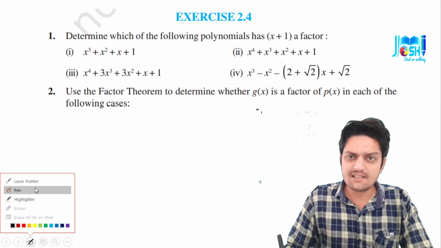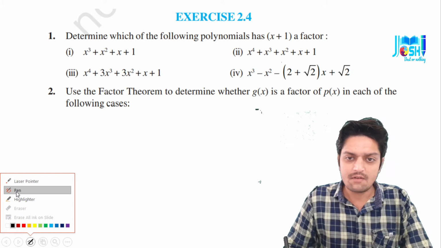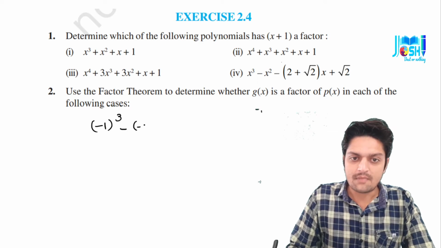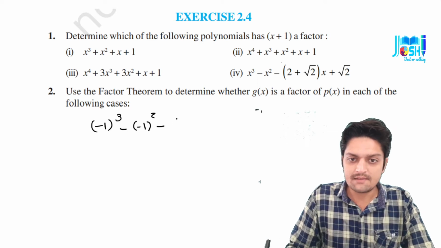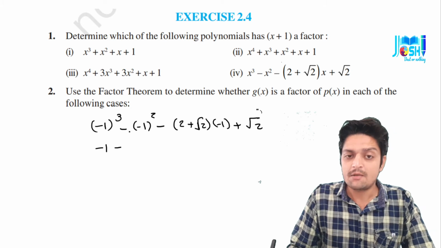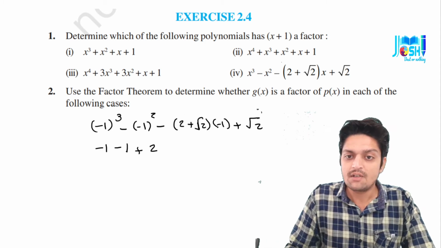In the hustle and bustle, this kind of mistake sometimes happens. Okay, one minute. See now: minus 1 cube, minus 1 square, minus 2, plus root 2 into minus 1 plus root 2. Minus 1 cube is minus 1, minus 1 square is 1, but the sign already here is minus. Now minus 1 into 2 is minus 2, but with the minus here it becomes plus 2.